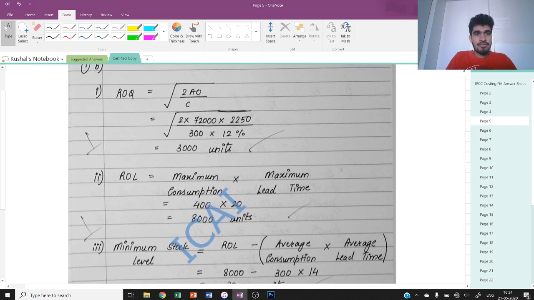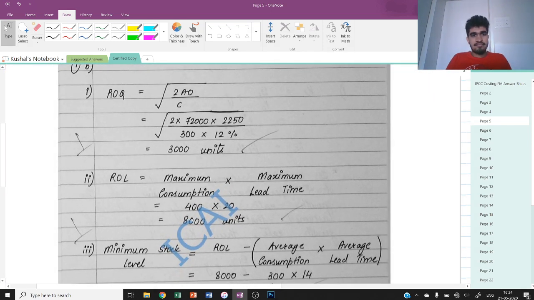See, the formula of ROQ is what? Root 2AO upon C. Okay, O is nothing but the ordering cost, which is given in the question, A is the annual demand, and C is the carrying cost, which is 300 into 12%. Once you compute the calculation on your calculator, you would get the ROQ as 3000 units. I've scored 1 mark over here.